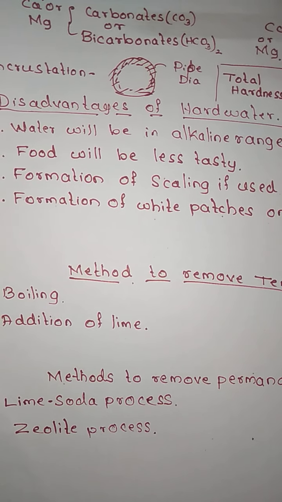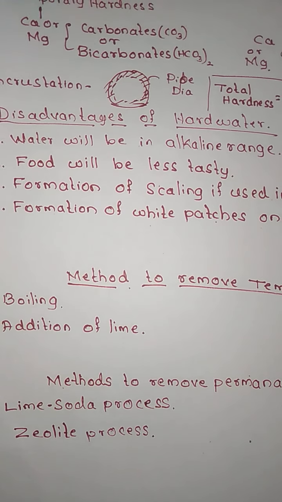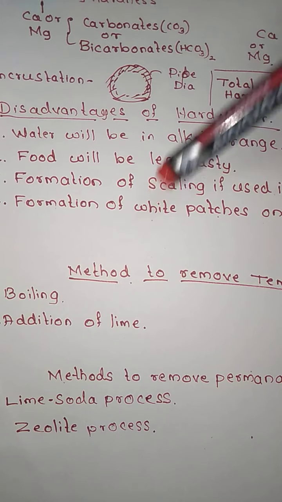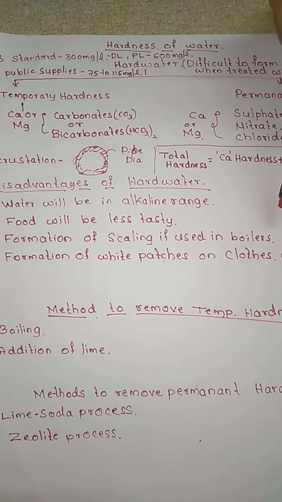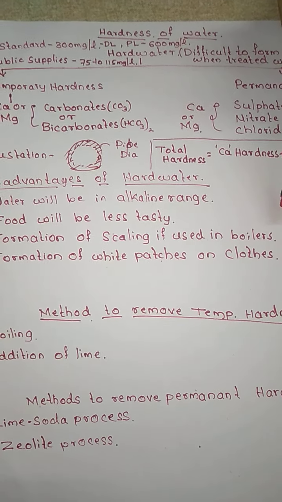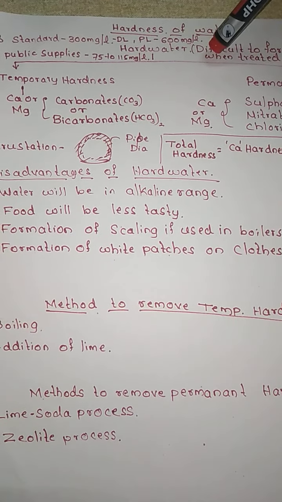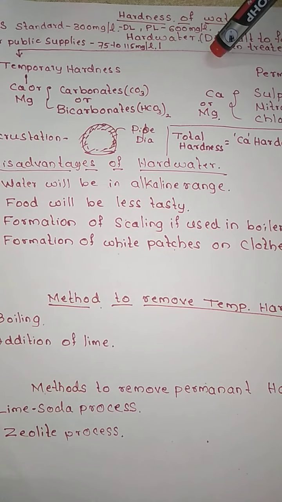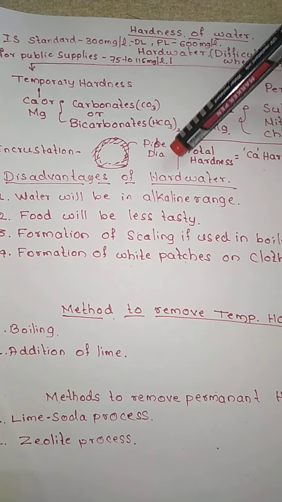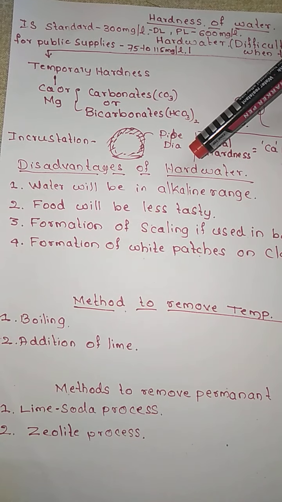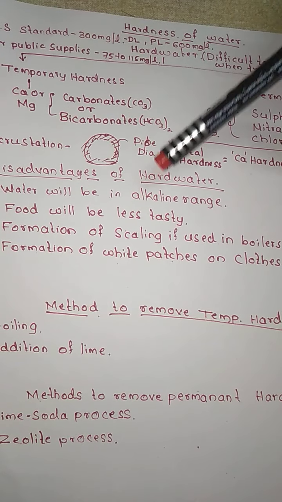Whatever the salts are there, it is going to observe. So heat transfer is going to have a bit of loss due to this hard water. Then, formation of white patches on clothes. If you use this hard water in the washing process of your clothes, since it has calcium, magnesium, carbonates, bicarbonate, sulfate, nitrate, it is going to form white patches. And if you use this hard water in concreting, or for curing, it is going to react with the cement and give you white patches on the surfaces.